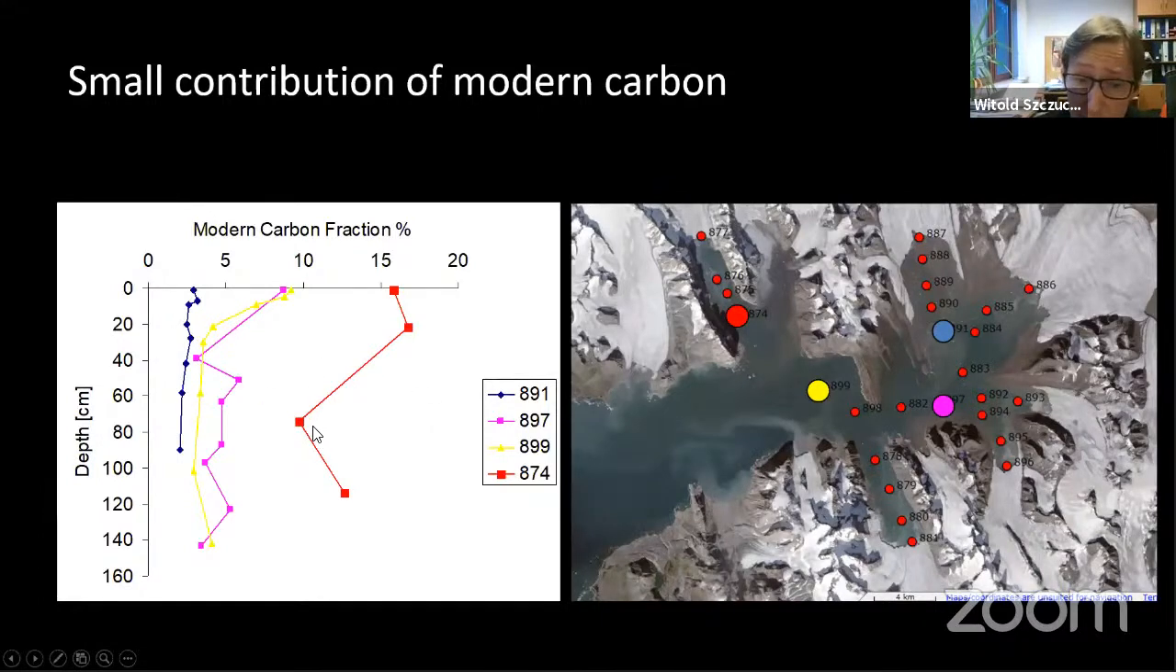And it is also supported by a slight trend, as you may see that this modern carbon fraction increases in the uppermost parts of the cores. So we have a slightly lower accumulation rate. We are far away from the sediment source. So we may also have a bigger contribution of modern marine carbon.